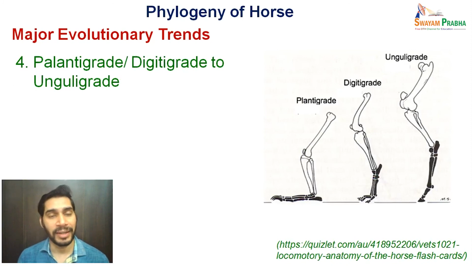Another important characteristic is that the palmigrade or digitigrade mode has shifted to unguligrade. Once you are aware of what palmigrade, digitigrade and unguligrade are, you can appreciate that the horse has attained the unguligrade mode of locomotion, but it was not always unguligrade. The earlier forms were basically palmigrade or digitigrade, but the modern horse has the unguligrade mode of locomotion, which it has evolved.